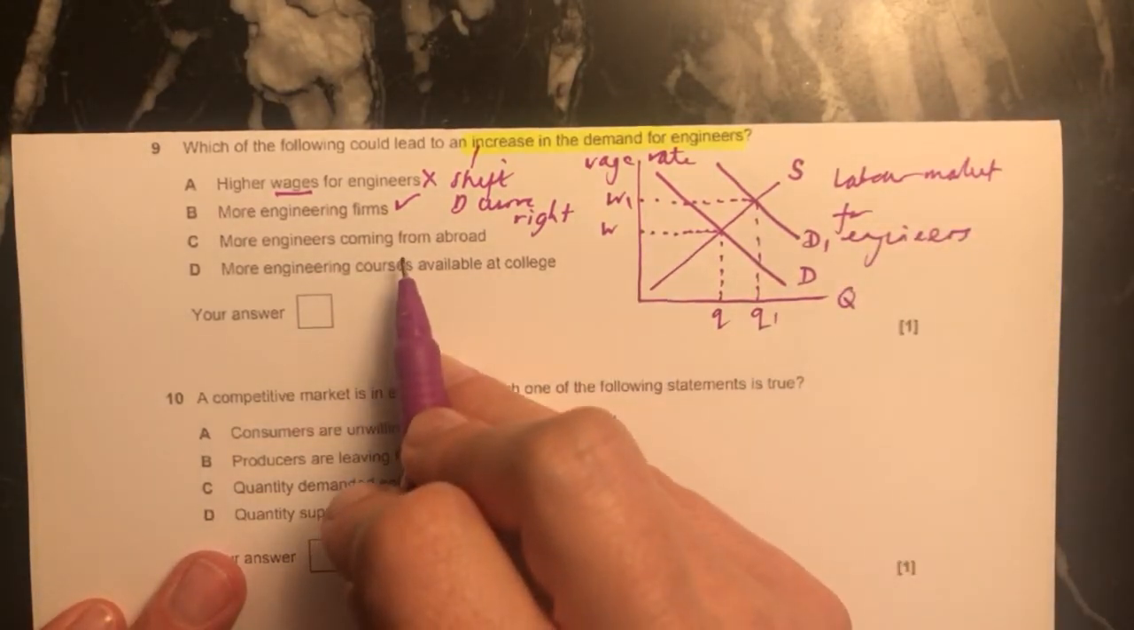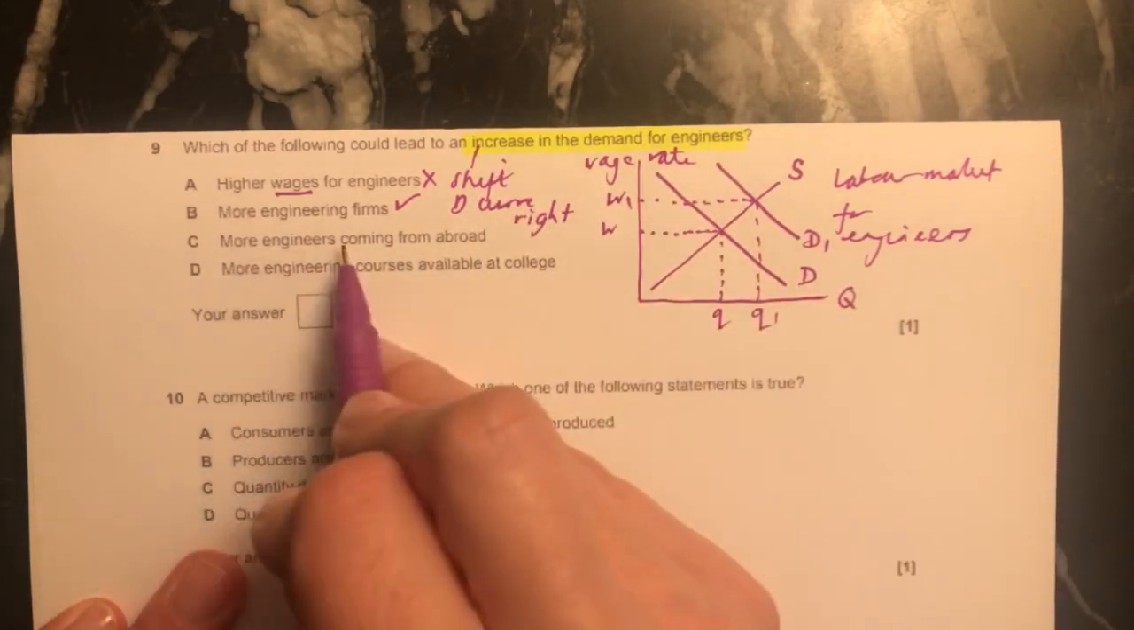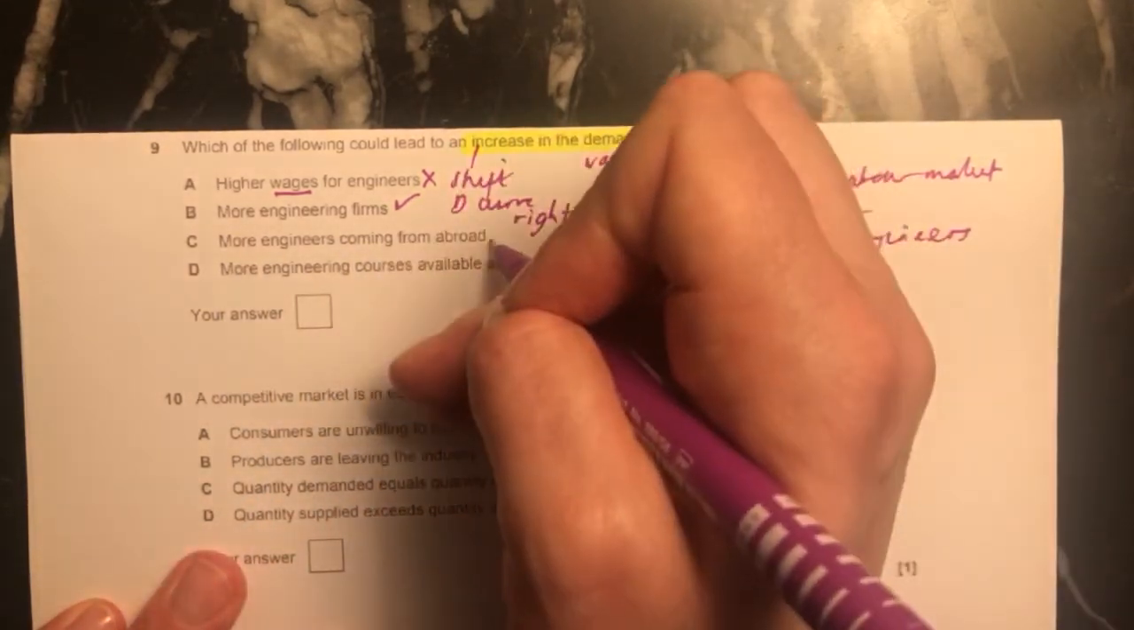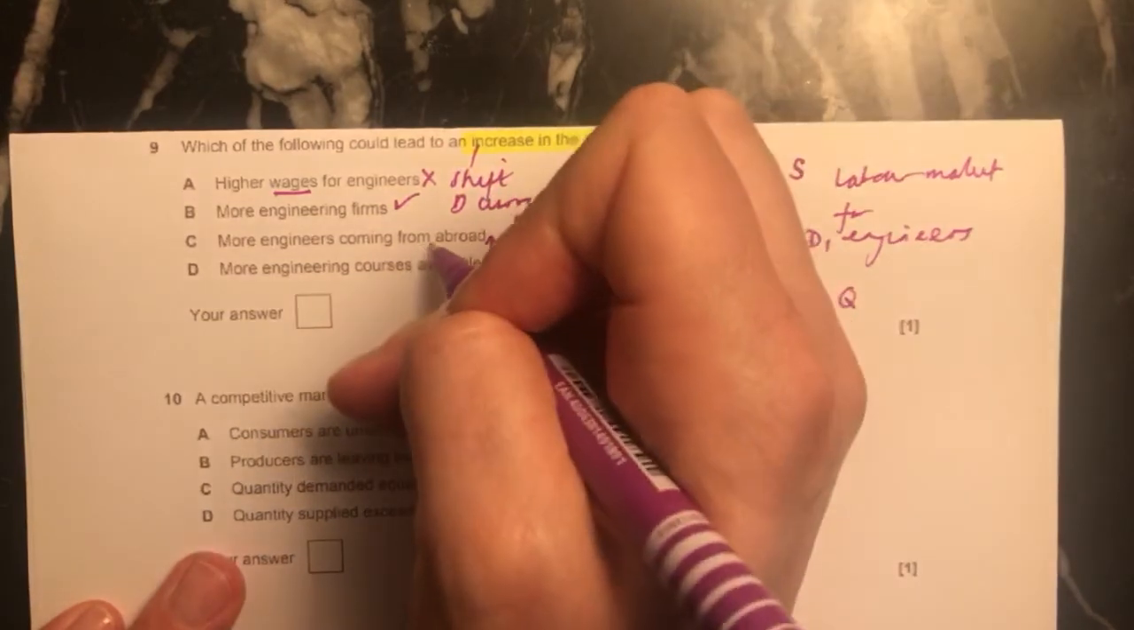Just to check the last two answers, we want an increase in the demand for engineers. More engineers coming from abroad will increase the supply of engineers in the market. That won't have an impact on demand, so that's wrong.